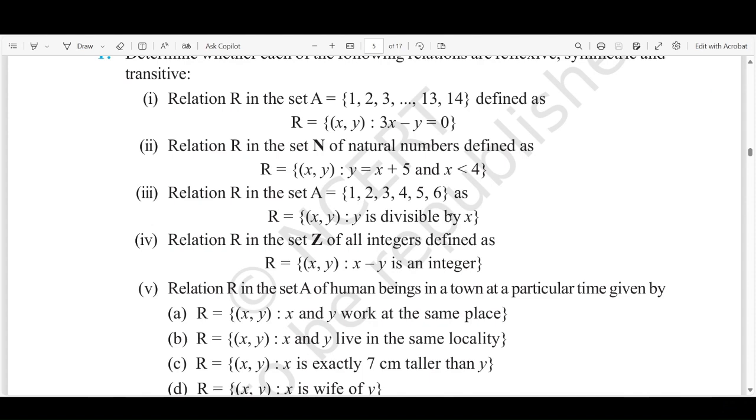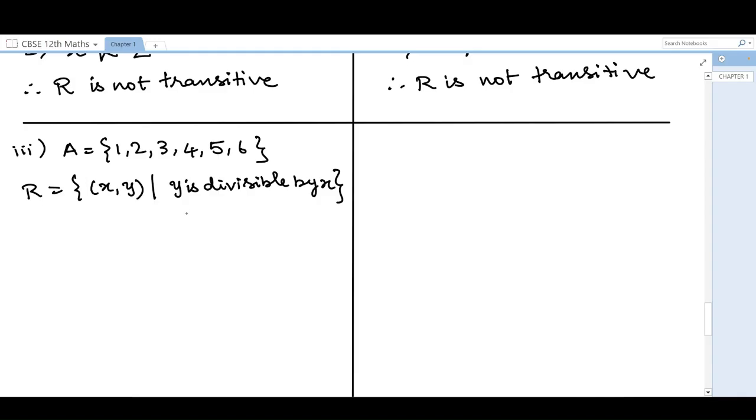Third one, relation R in the set A equal to 1, 2, 3, 4, 5, 6 as R equal to the set of all ordered pairs x comma y such that y is divisible by x. So only ordered pairs satisfying the condition that y is divisible by x, which means y should be a multiple of x. So y should be written as some integer, say z into x, fine, where z can be any integer. So now let us write the elements in the set R such that y is divisible by x.